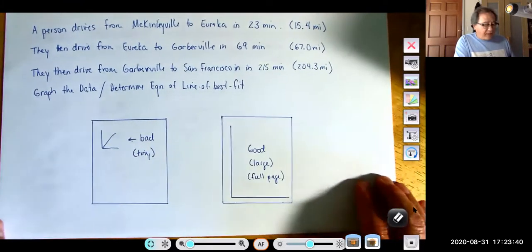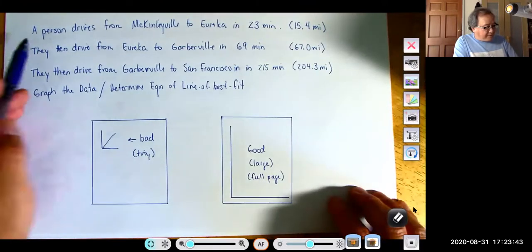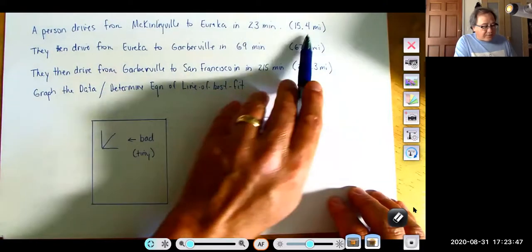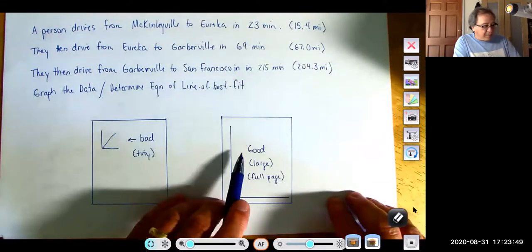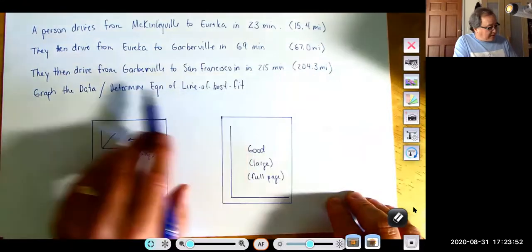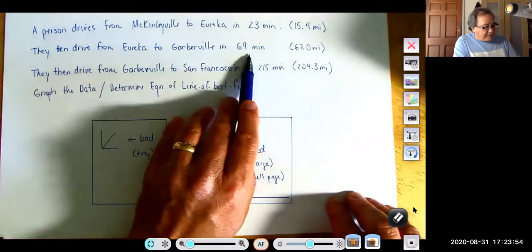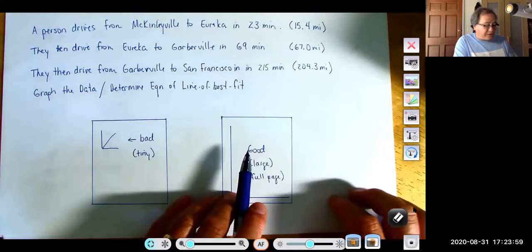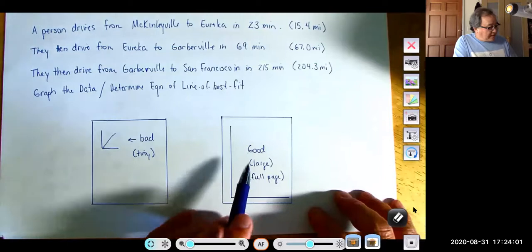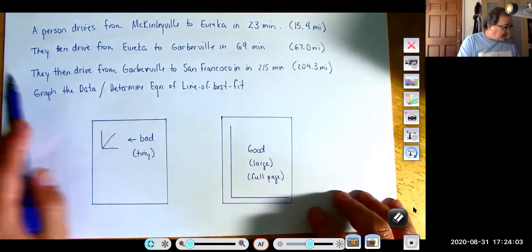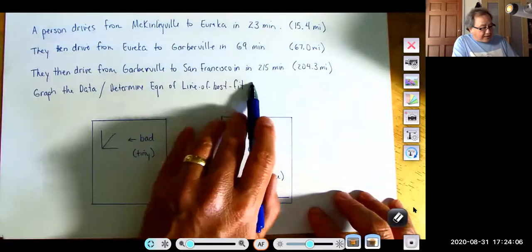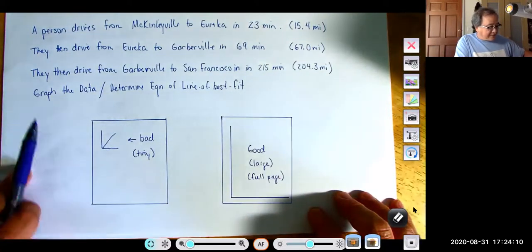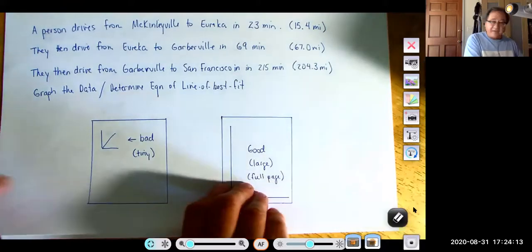So here's some data. You drive from McKinleyville to Eureka. It takes you 23 minutes and you travel 15.4 miles, probably because of that corridor. And then you drive from Eureka to Garberville, and it takes you 69 minutes to go 67 miles. So you're going close to 60 miles per hour there. Then you drive from Garberville to San Francisco, and it takes you 215 minutes to go 204 miles. Graph the data and determine the equation of the line of best fit.